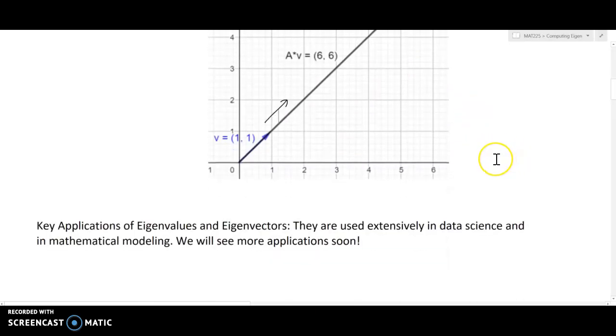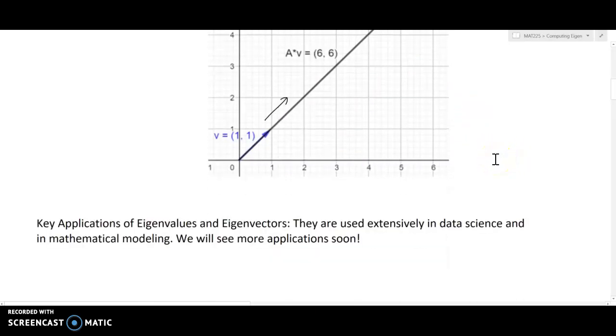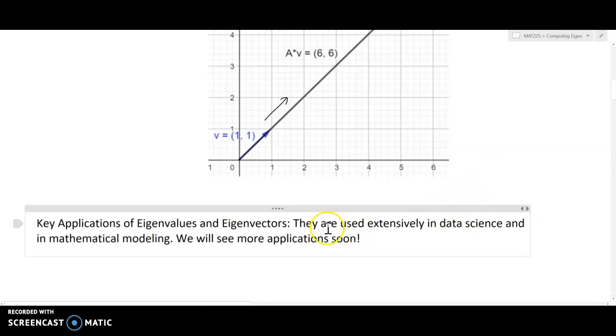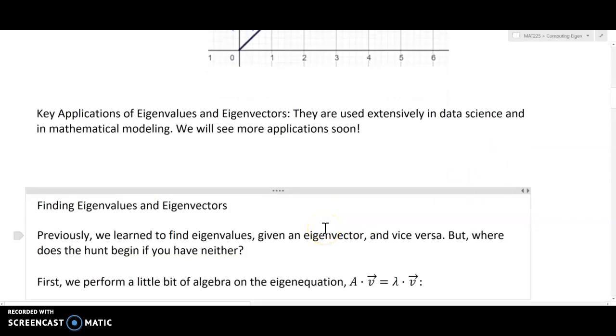So the applications of eigenvalues and eigenvectors are extensive and used in data science, mathematical modeling. They're used all over the place. We'll address them soon. We've already seen them in the context of steady states. There are some really powerful things that emerge from this. And anytime you're multiplying a vector by a matrix, you want to be thinking about eigenvectors.